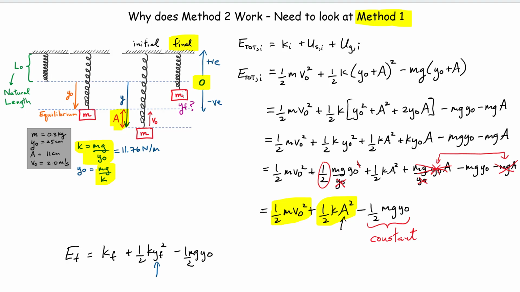The constant term is not going to contribute anything because it's going to be on both sides of the equation. And that's why you see method 1 actually simplifies to method 2. This is basically method 2. We've just redefined the zero in the problem. All right, anyway, this is the background behind it. Hopefully you appreciate this and you are able to solve problems using either method.